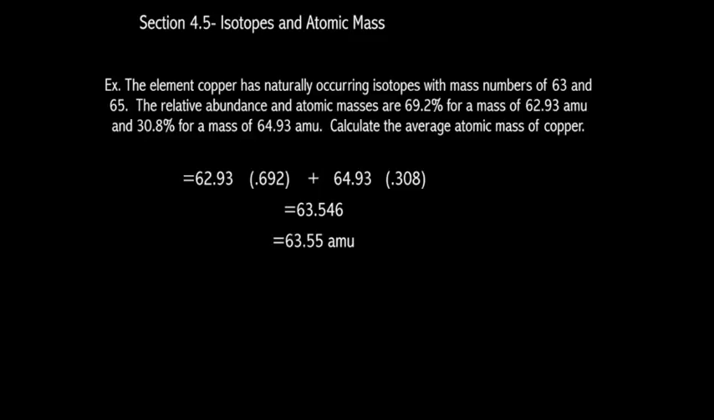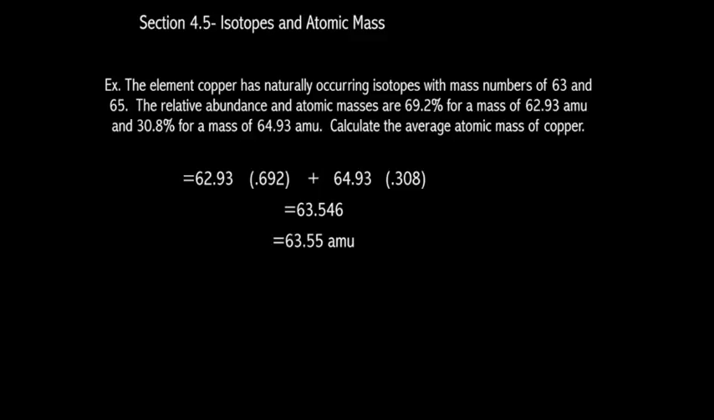Now let's make sure that this answer makes sense. The relative abundance of copper-63 is 69.2%, while copper-65 is only 30.8%. So it makes sense, since copper-63 is more abundant than copper-65, that the average atomic mass of copper should be closer to copper-63. And it is, because the average atomic mass is 63.55.